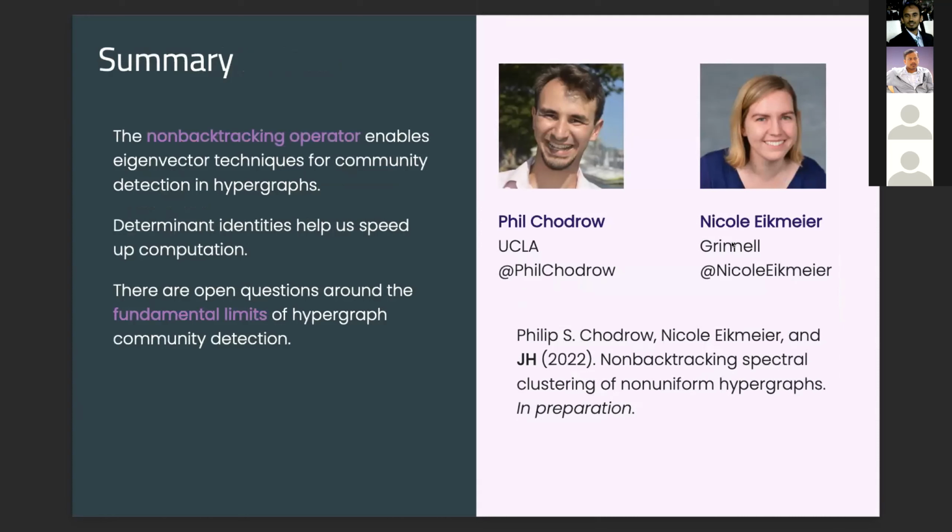Just to summarize the talk: the non-backtracking operator enables us to use eigenvector techniques for community detection in hypergraphs, and importantly, in hypergraphs with varying edge sizes. We can develop determinant identities to help speed up this eigenpair computation. And finally, there are open questions around the fundamental limits of hypergraph community detection and its relationship to some of our proposed methods. I'll highlight again, this is work with wonderful collaborators who are not just wonderful scientists, but wonderful people. And I will wrap up there.